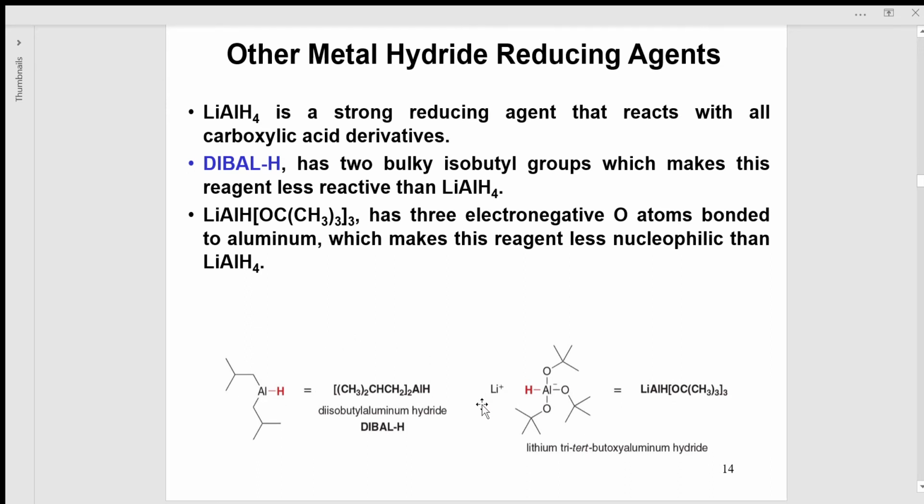Let's take a look. I will not provide you the details, but you can analyze the structure if you want to, to see why they are milder reducing agents than lithium aluminum hydride. A clue is how many electrons the hydride bears. The more electrons you bear, the more reducing ability you have. The fewer electrons you bear, the less reducing ability you have.